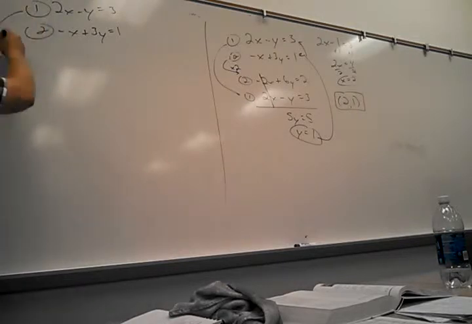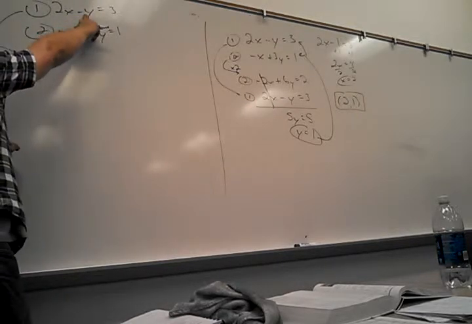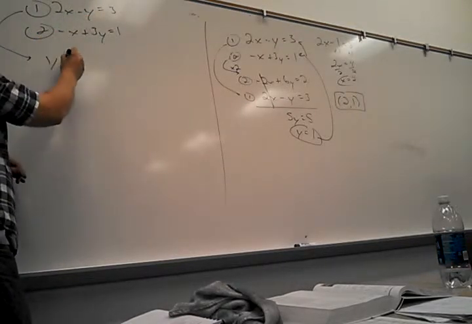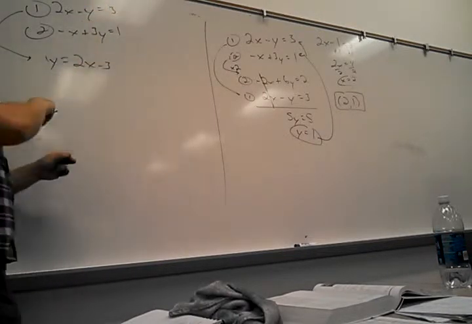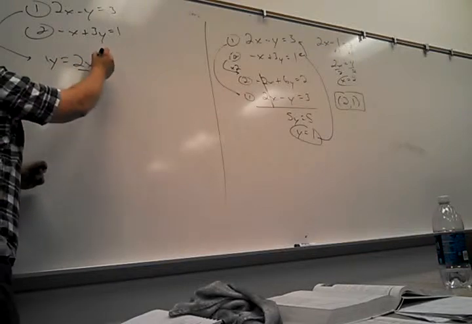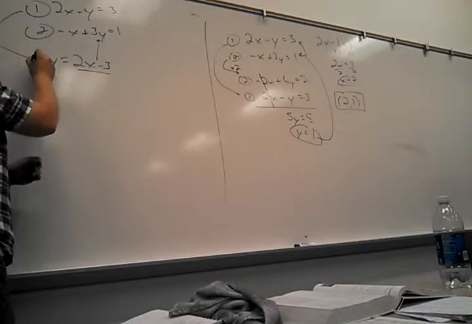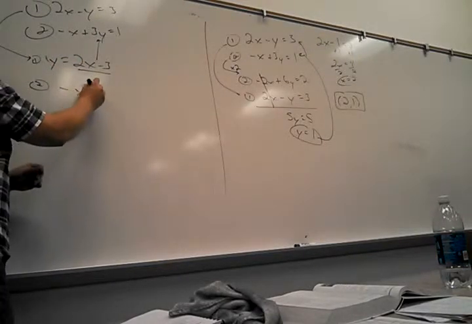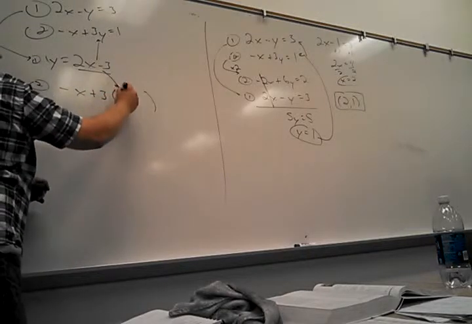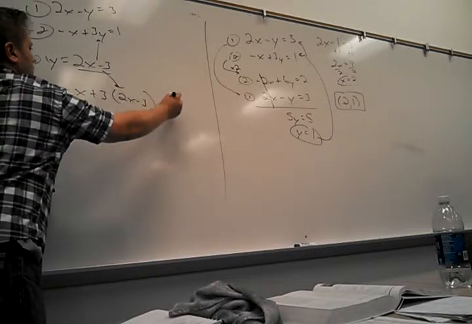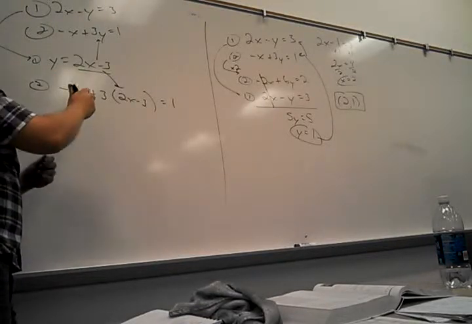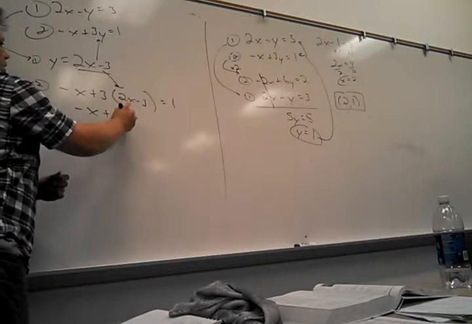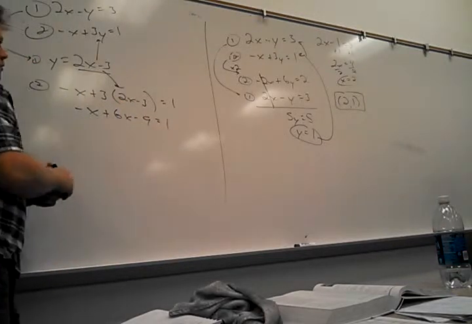So I take maybe number 1 and solve for y. Let me just cut to the chase. It would be y equals 2x minus 3. Add 1 and subtract 3. Then I could plug that in here. So it'll be negative x plus 3 times this. Negative x plus 6x minus 9 equals 1.